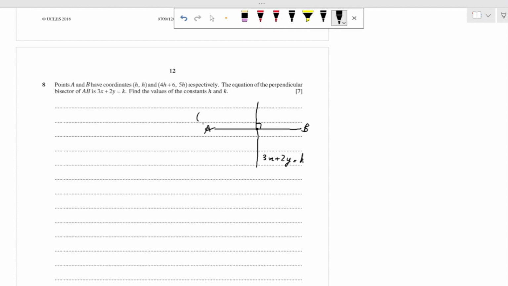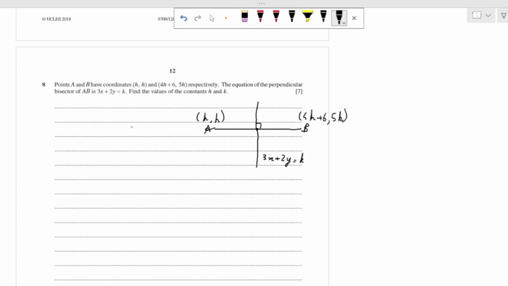What they have given us is that A has the coordinate (h, h) and B has the coordinate (4h plus 6, 5h). So now that we are given this relation, we can try substituting and finding these values. We have the 2 points, we have the equation of the perpendicular bisector, and we also know that both of these are perpendicular, so we could apply the perpendicular property of lines: m1 times m2 equals minus 1.